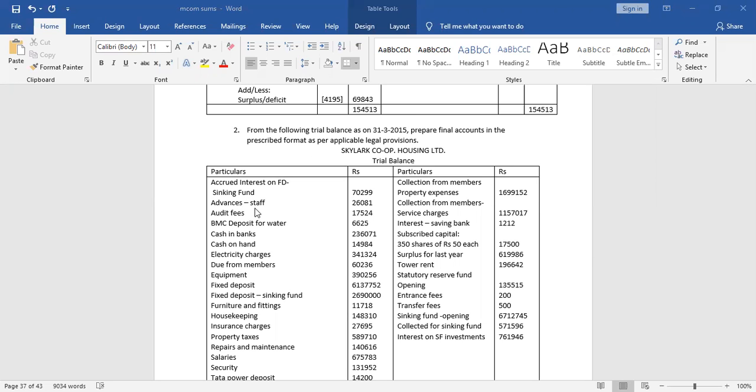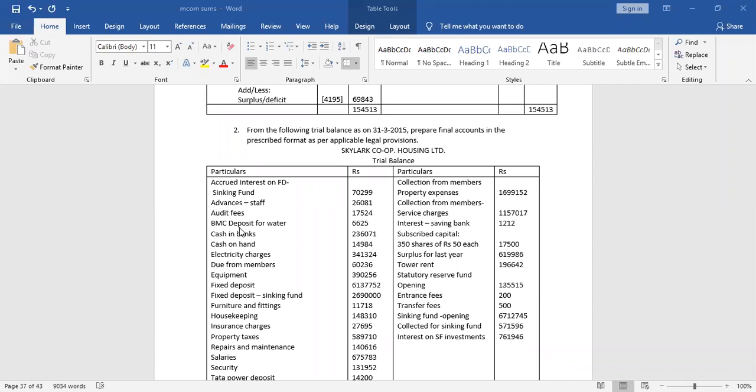Staff advances, staff. Again, this cannot be an expense. This we will show under the head debtors. Staff advances is shown under the head debtors. We will be getting this money. So here we have audit fees. Audit fees is an expense. So there are two types of expense: property expense and establishment expense. So audit fees will come under establishment expense.